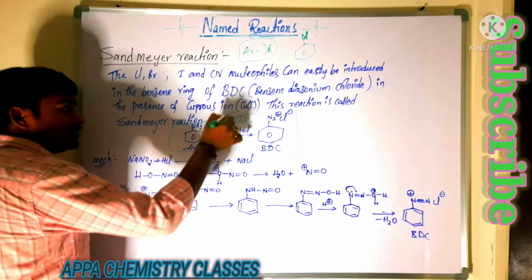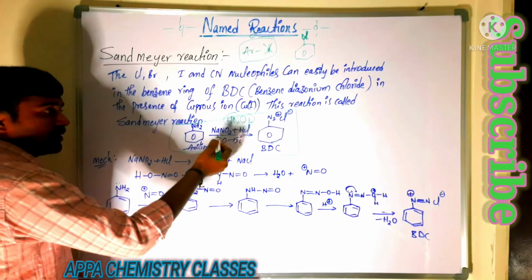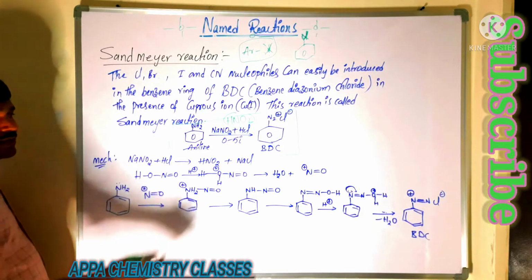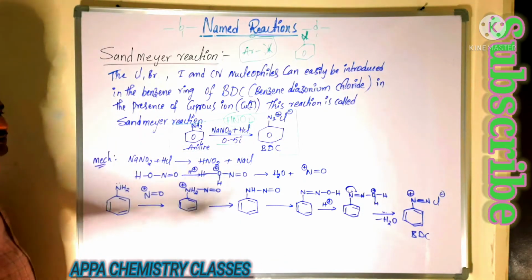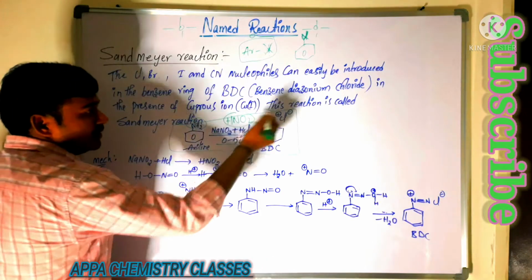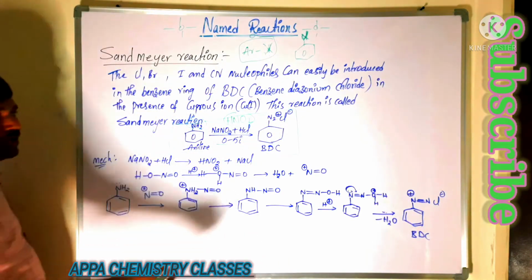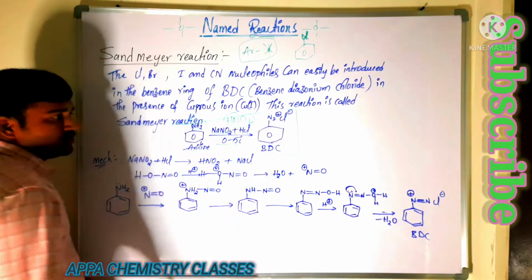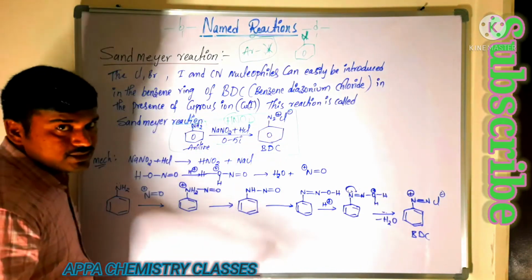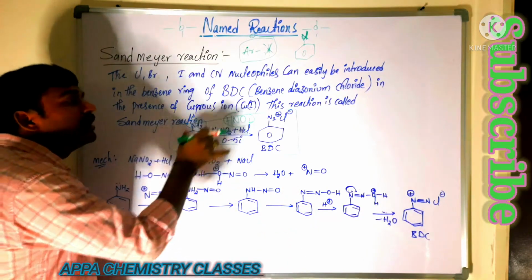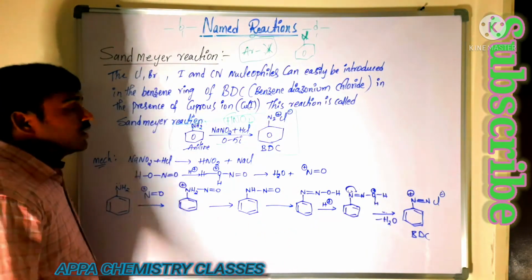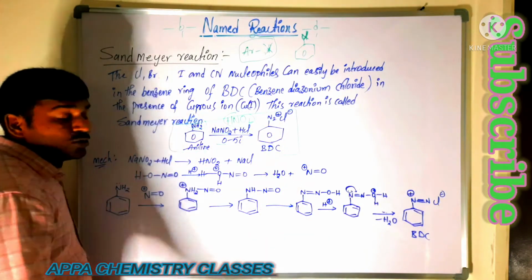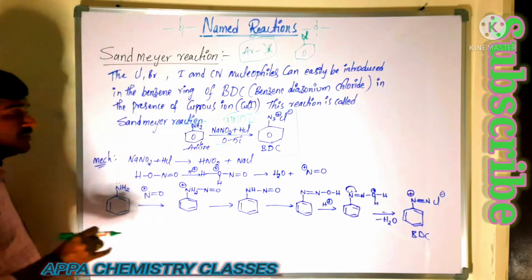Or else, instead of using HNO2 directly, we use the salts NaNO2 and HCl. By combining those two, we will get nitrous acid at low temperature, that is 0 to 5 degrees Celsius. The aniline is converted to diazonium chloride. Aniline to benzene diazonium chloride is called diazotization. The conversion of aniline into benzene diazonium chloride in the presence of nitrous acid at low temperature is said to be diazotization, which is very important.